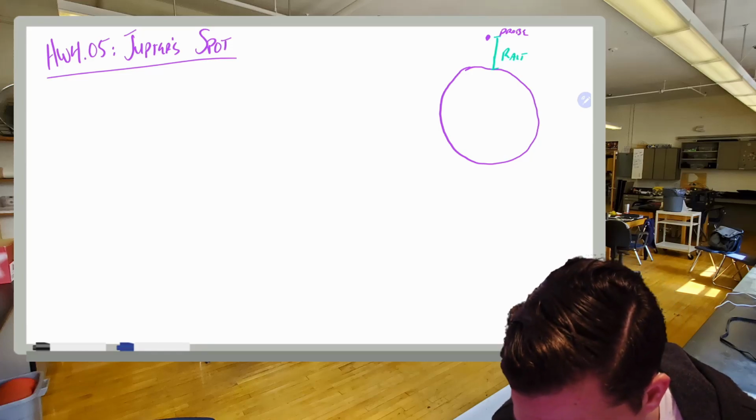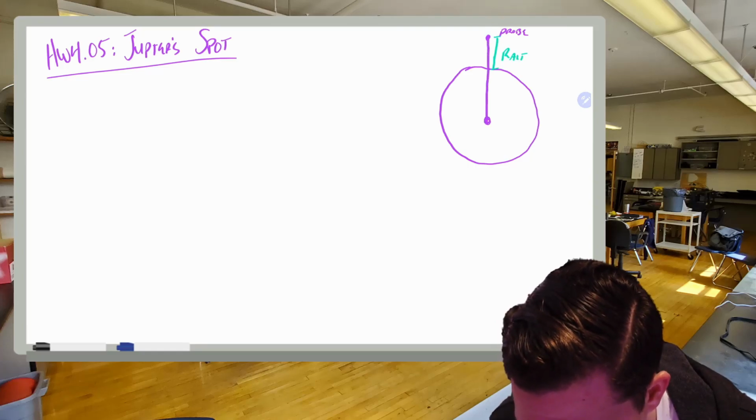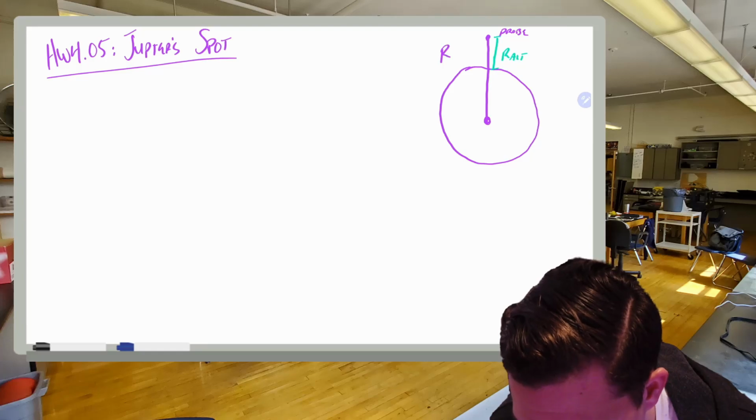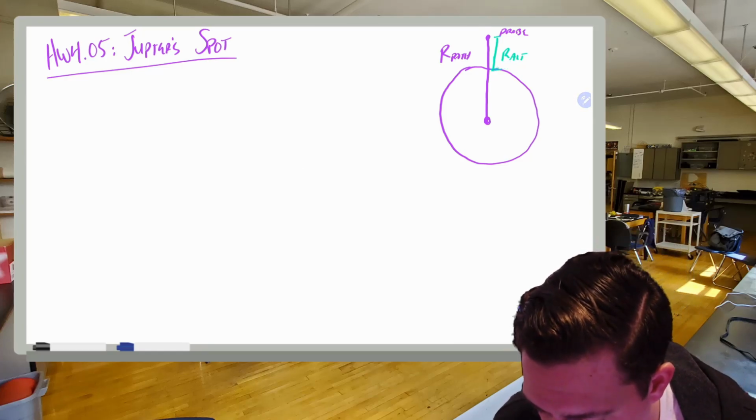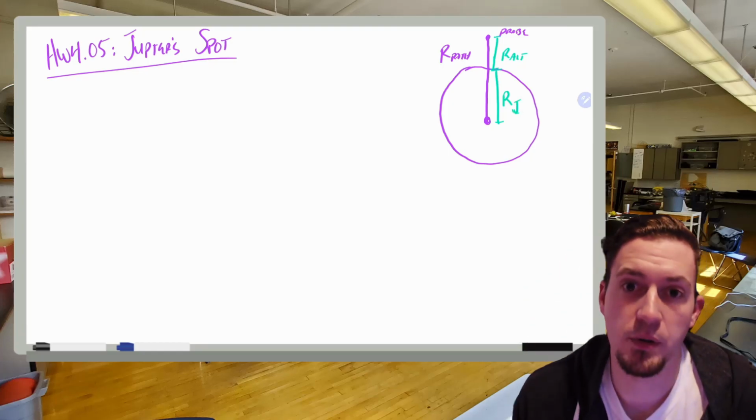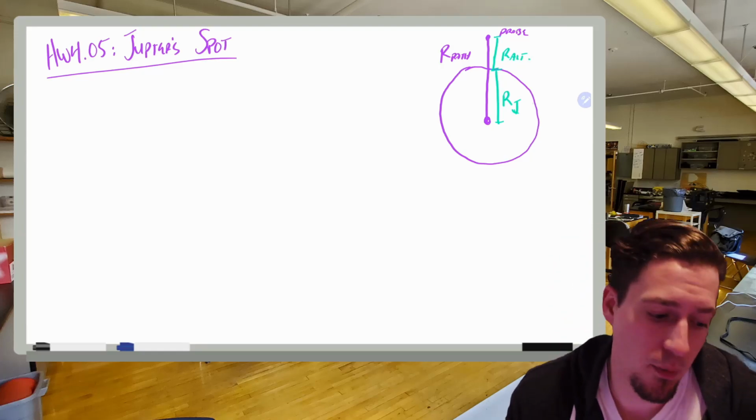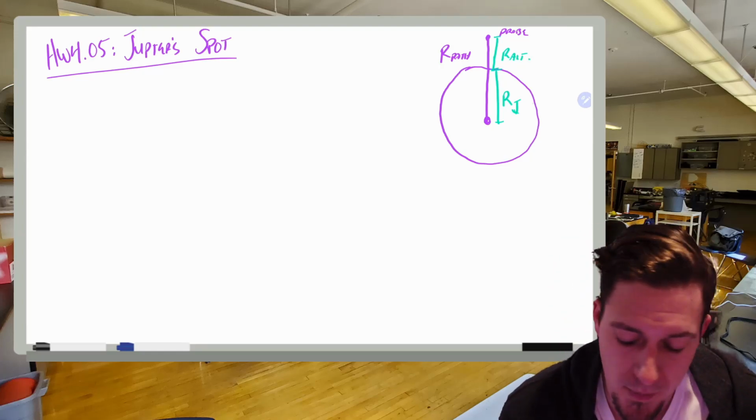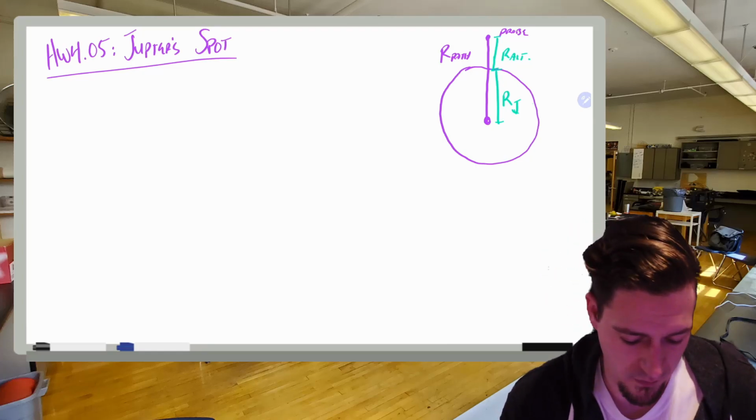However, in my diagram, if I go from here all the way to the center, this would be the radius of the path, that full amount. And then if I go and do this, this would be the radius of the planet Jupiter itself, right? Now you can see that these two would combine together to be the radius of the path, but they're certainly not all the same.